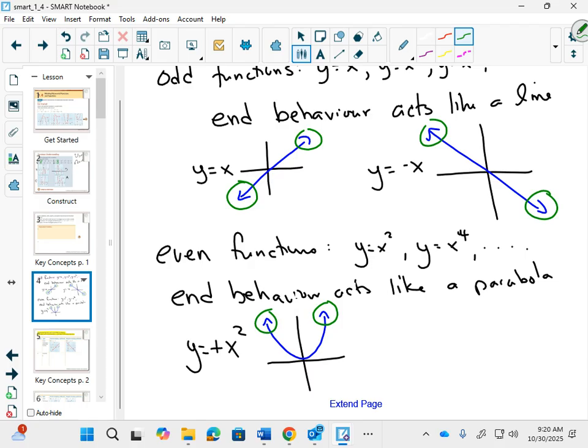So if you had a positive x to the 202 graph, it would start in the top left, do a bunch of crazy stuff in the middle, and then end in the top right. And of course, negative parabolas, they open down, and our end behavior is there.